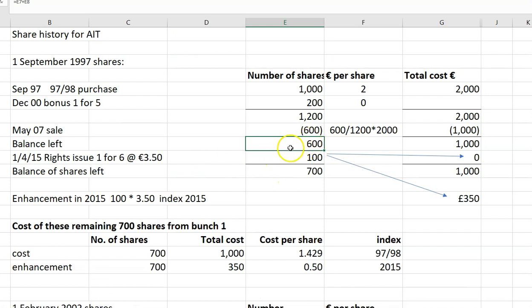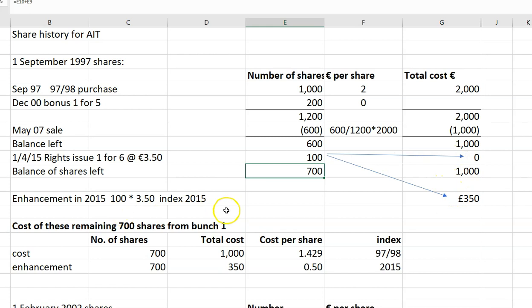So we own 600 shares. A sixth of that is 100. Now the big thing with a rights issue, like a bonus issue, is that they just increase the number of shares, and the original cost, which is the cost from back when they were purchased in 1997, stays the same.